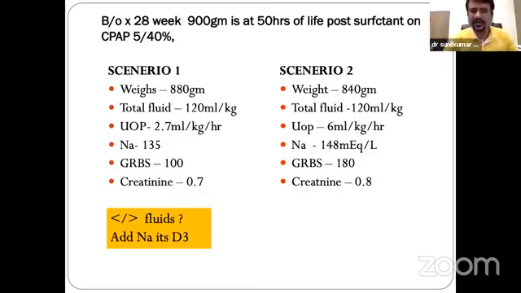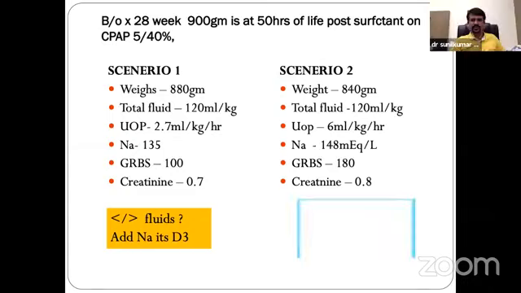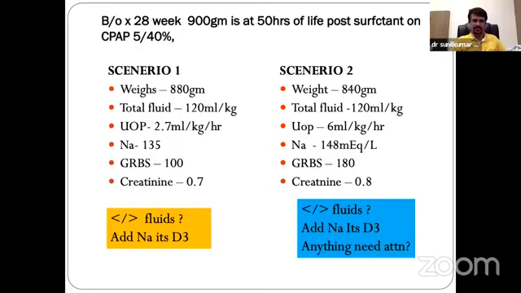So coming to the same baby, if the baby is weighing 840 grams and total fluid of 120 ml per kg, and urine output of 6 ml per kg per hour, and sodium is 148, GRBS is 180, and creatinine is 0.8. So what is the fluid prescription? Whether to add anything, or whether any attention is required. Okay. So let me see.